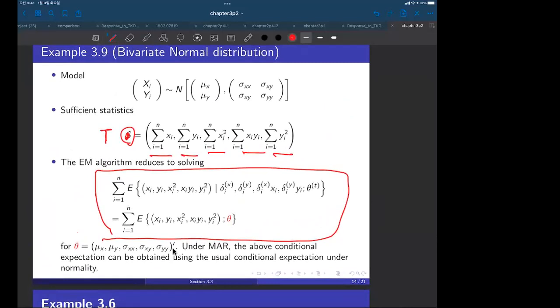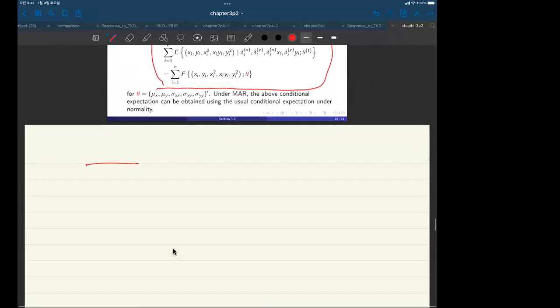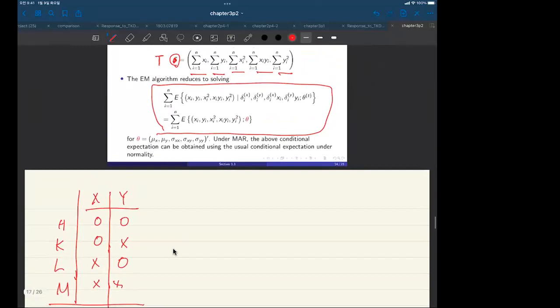So for example, we have X and Y. And so we have four situations, right? Observed sets: H set, K set, L set, M set, for example. If you use this kind of notation, basically the summation here, originally i equal to 1 to n, should be changed to summation over i in H plus summation over i in K plus summation over i in L plus summation over i in M. So we need to separate them first, and then evaluate the conditional expectation one by one.